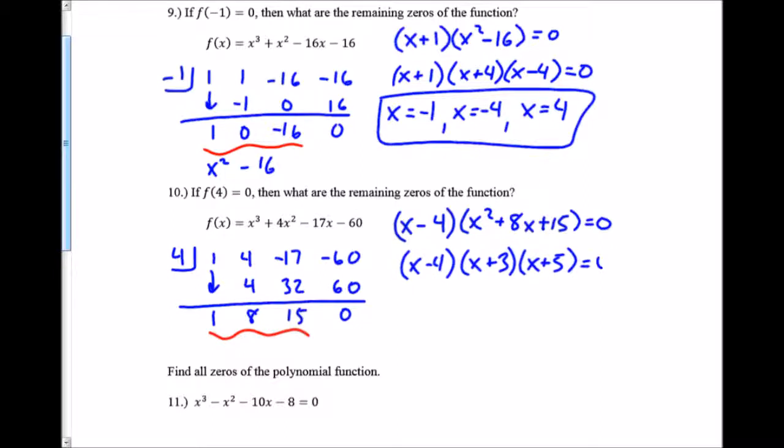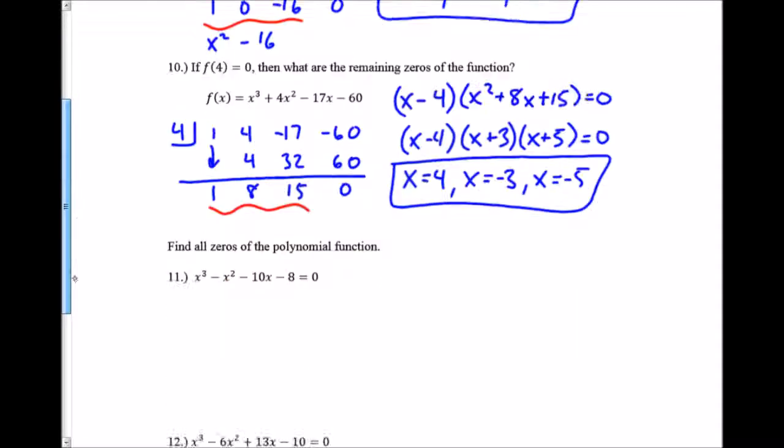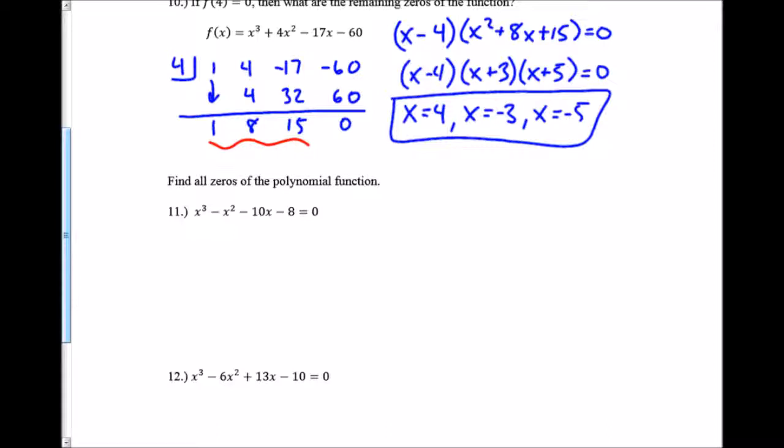And now I just set each factor equal to 0. Here I find out that x equals 4. Here I find that x equals a -3. And here I find that x equals a -5. And that's it. For the next one, I want to find all the zeros, and this time I'm not given a 0. So I'm essentially just going to do guess and check.